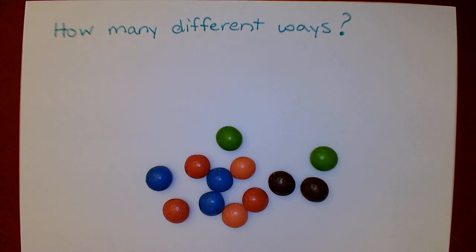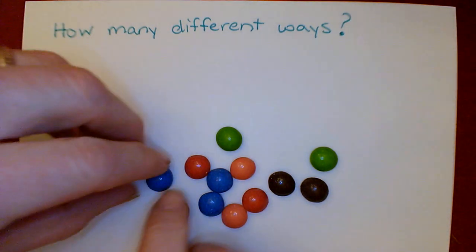So let's take a look at this and let's just try it. Let's see how many different ways we could line up these candies in rows. A nice easy one to start with would be, could we set these up in 2 different rows? Could I put these in 2 rows? Now remember, we want to get even rows, an even number of candies in each row. So let's go ahead and do this.